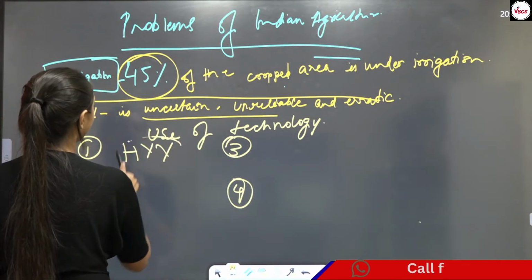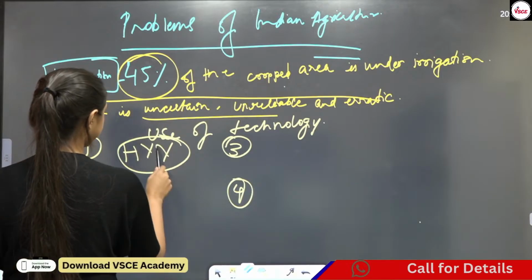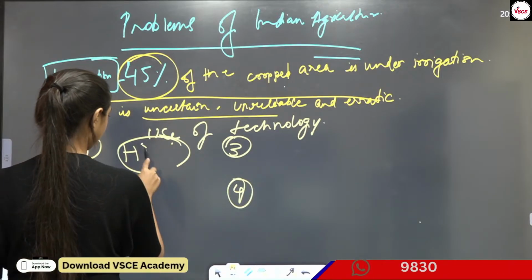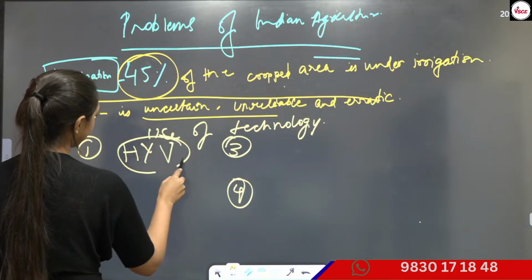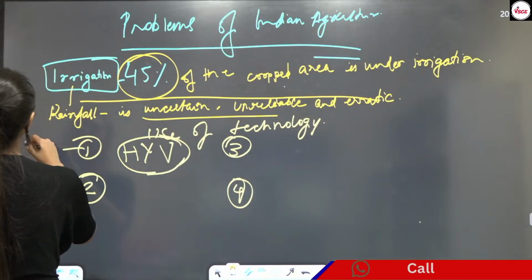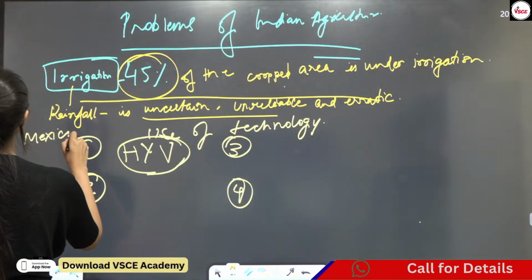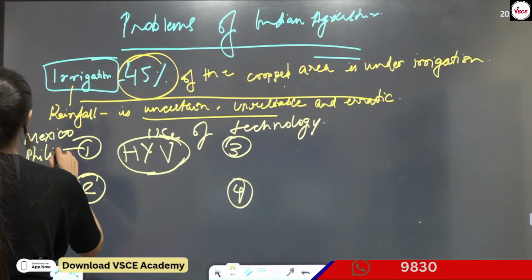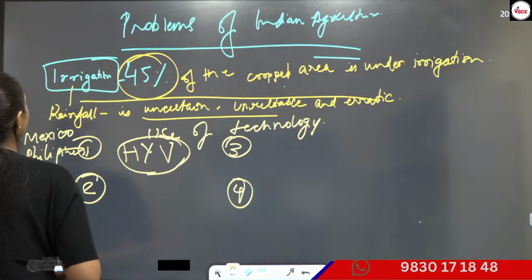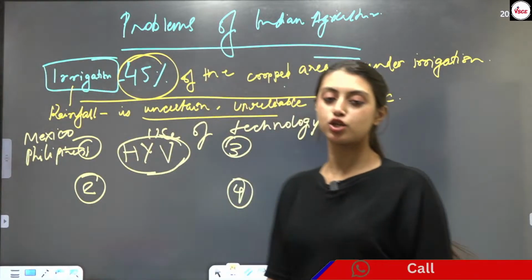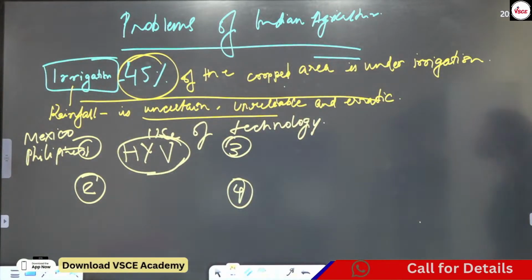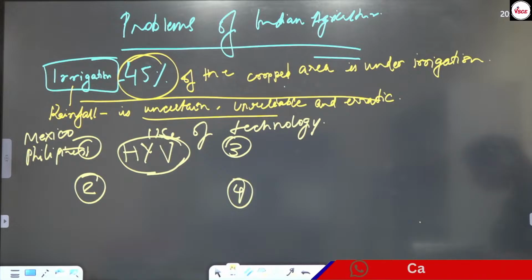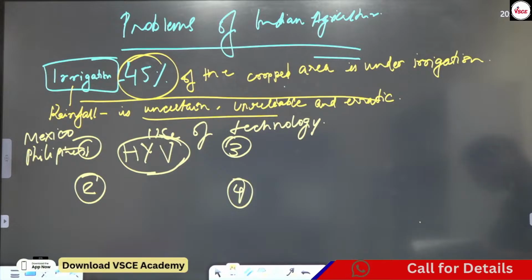HYV. High yielding variety of seeds from Mexico and Philippines. That means that they are going to, just note this down, help you generate better quality yield and increase the farm production phenomenally, right?